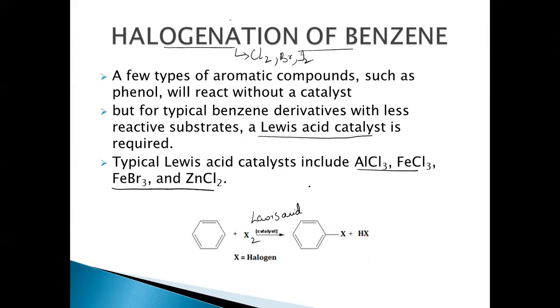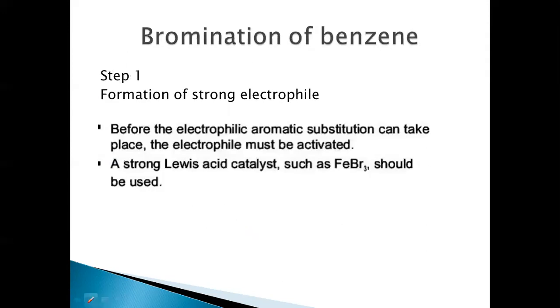So to make it a sufficiently strong electrophile, we are making use of this Lewis acid here. The reaction with this catalyst generates a strong electrophile which can react with the benzene. So let's see how it is happening. First look at the bromination of benzene. In the bromination of benzene, we are using a Lewis acid catalyst, because Br2 is not a strong electrophile. So what is happening here?